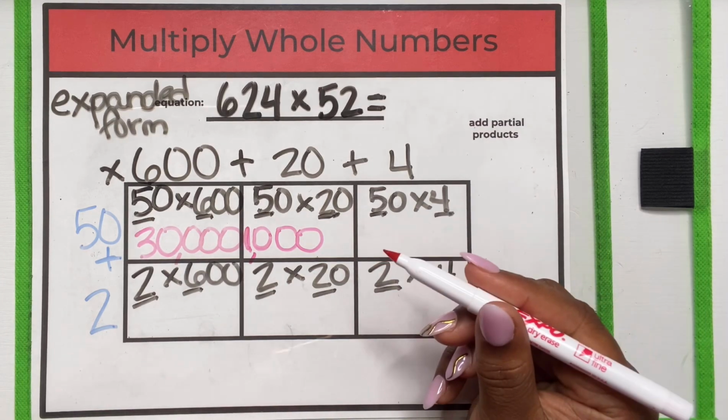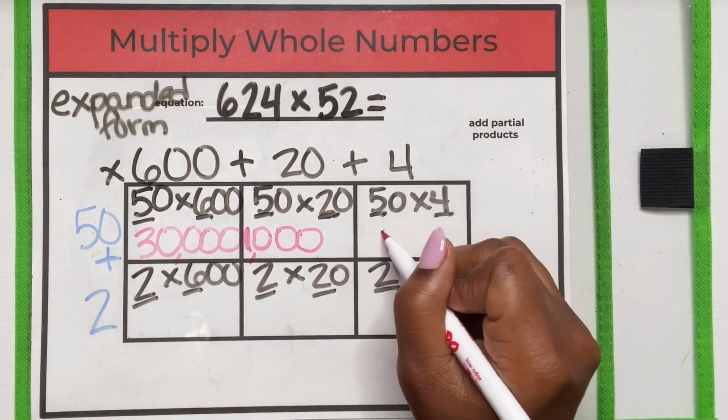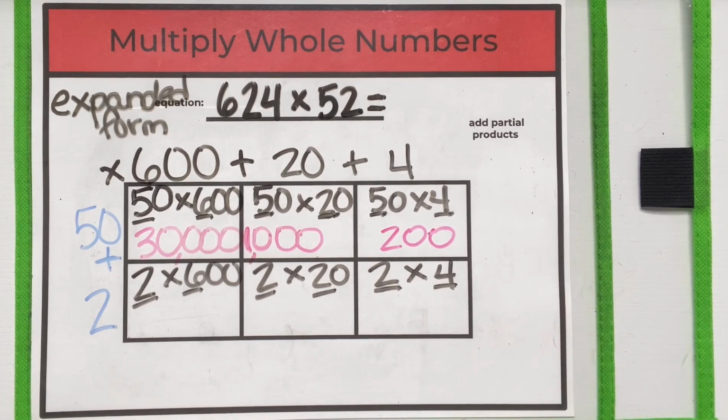All right, then last box. 5 times 4 is 20. We're going to add a 0. Now pause the video and find the products for this last row. Now, we already have the numbers with the value underlined, so let's multiply. 2 times 6 is 12. We're going to add how many zeros? Hopefully you said 2.